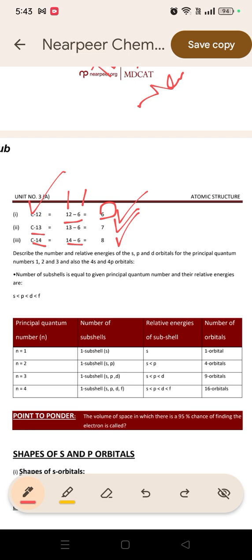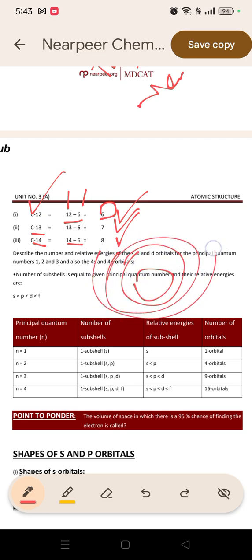We have shells, first, second, third. In them we have 4 main types of subshell: first is s, second is p, third is d, fourth is f. We also write the shells as K, L, M, N. So this is K, this is L, this is M, this is N.